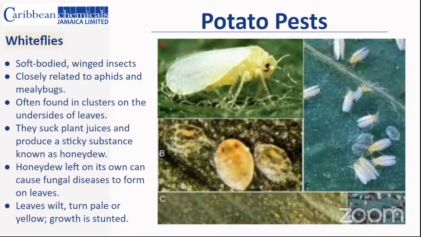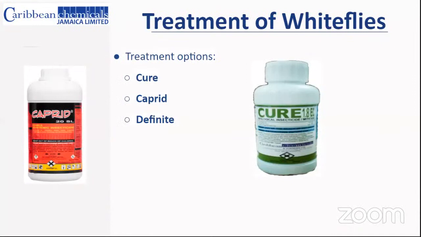Typically, too, the honeydew, which is the waste product left by whiteflies, if the populations are high enough, you'll start to see fungal diseases form on the leaves. You'll see a little black-looking, sticky-looking fungus develop on the leaves. Leaves will also wilt, turn pale or yellow, and the plant growth would also be stunted. In treating whiteflies, recommendations include our caprid, cure, and definite. As I mentioned earlier, each would be used in rotation, one into the next.